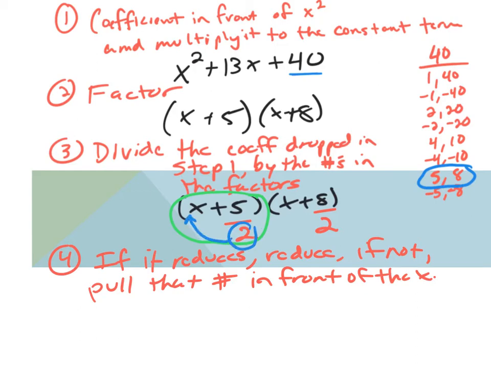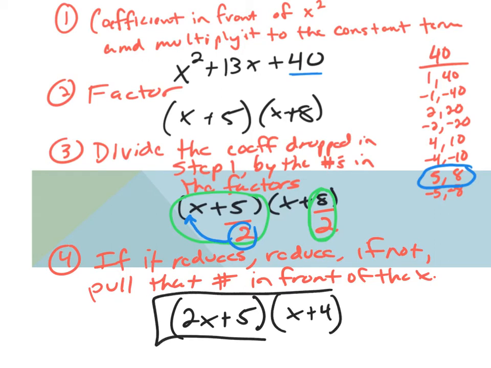And so the first factor is going to be 2x plus 5. And notice the second factor, that 8 divided by 2, you can actually reduce that. And 8 divided by 2 becomes 4. And so the second factor becomes x plus 4. And that would be my final factored form. And remember, any of these ones today, you can always check by doing the FOIL method to see if you get the original problem back.